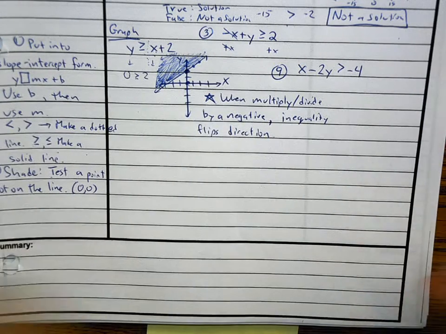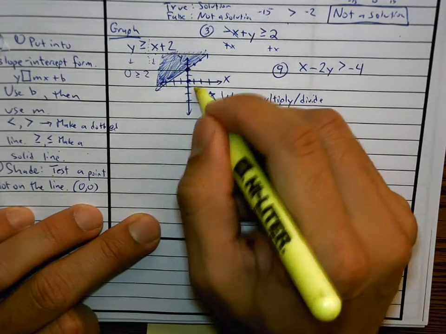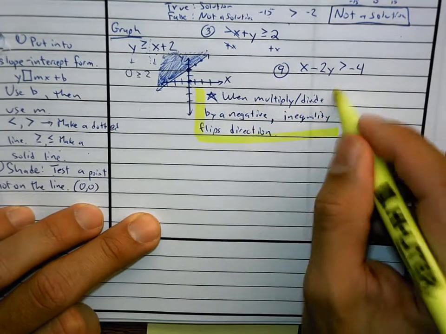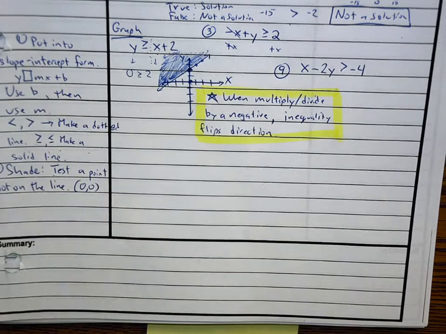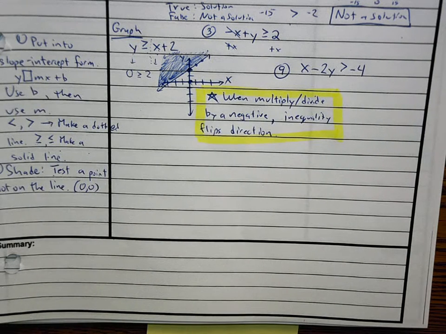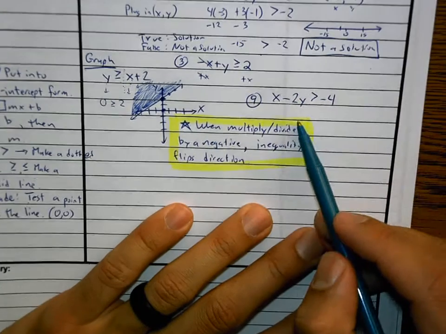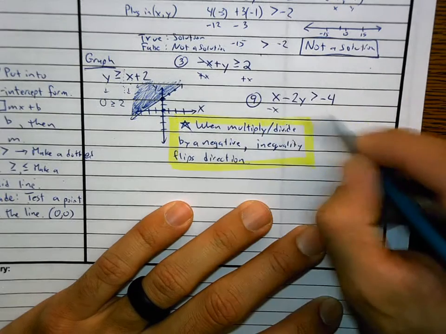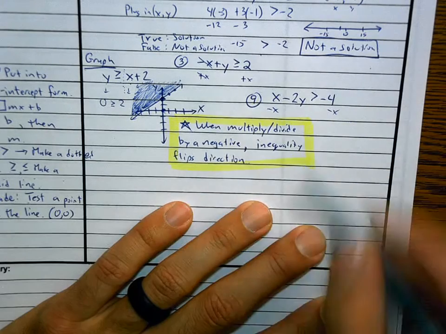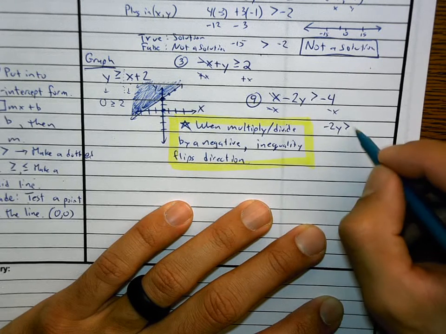This is one of those things that I like to highlight because I know that a lot of you will forget this little step. The difference between an A student and a B student is this little thing right here. The A students remember it. The B students forget about it. Okay? Here we go. In this problem, let's get rid of the x. Let's subtract x to this side because I want to get it into slope-intercept form. And I have negative 2y is greater than negative x minus 4.